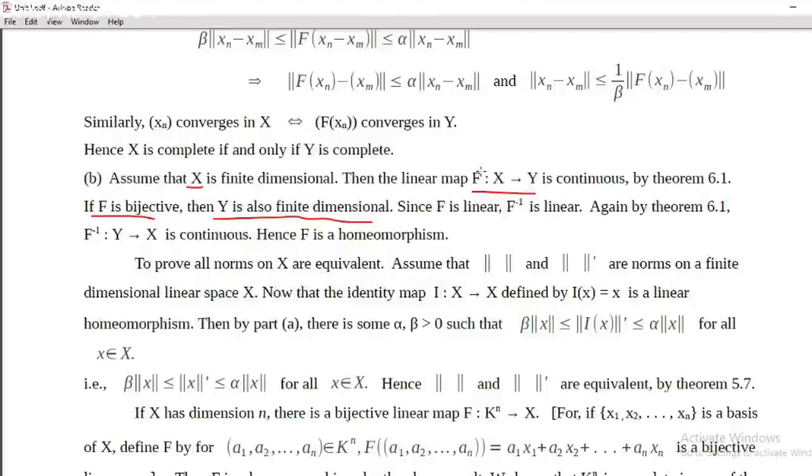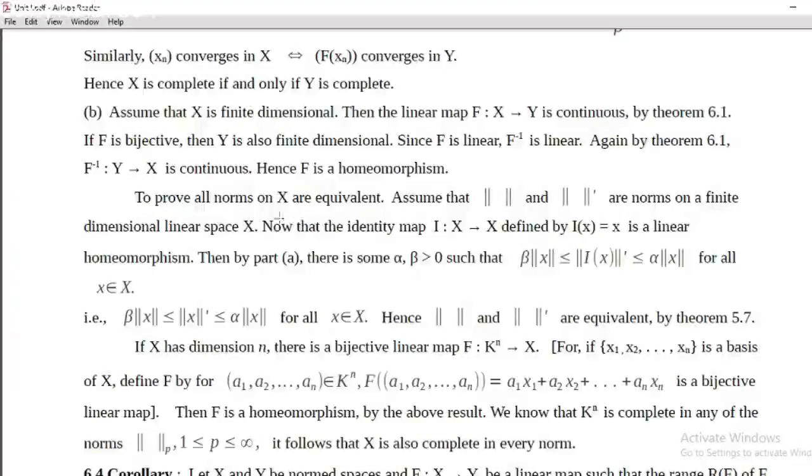And f is bijective implies its inverse exists, and we know that if f is a linear map which is bijective, then its inverse is also linear. Again, then by theorem 6.1, f inverse is a linear map from a finite dimensional normed space Y to X. Therefore, f inverse is also continuous. Now, f is a homeomorphism.